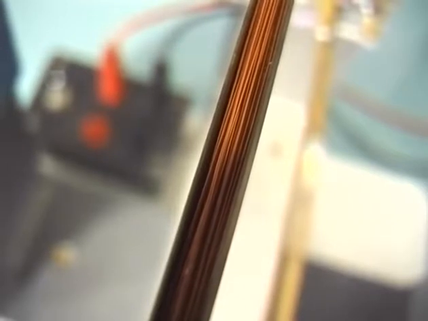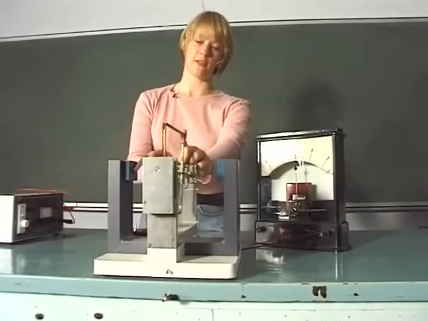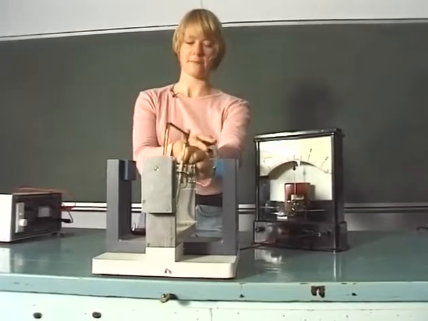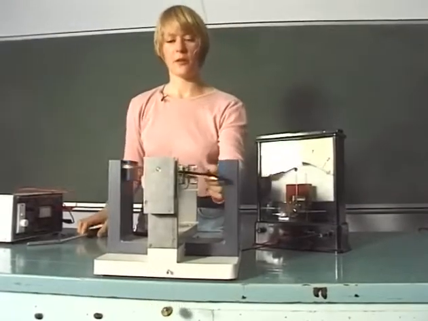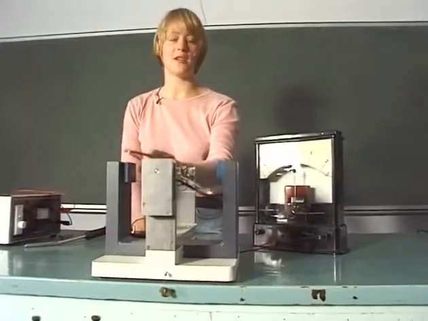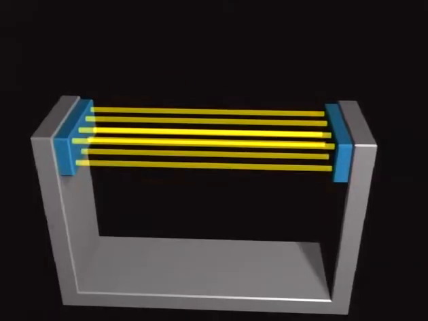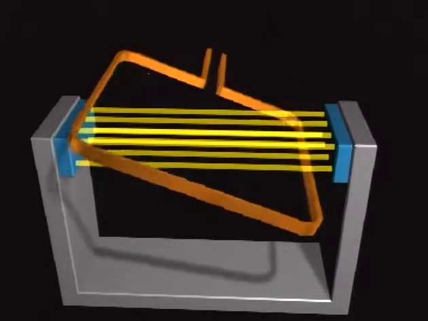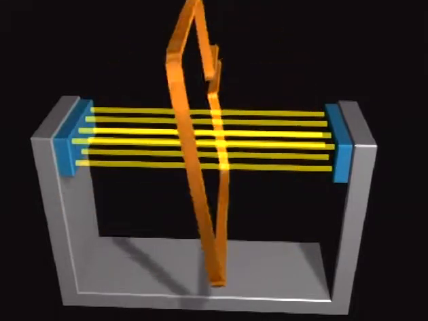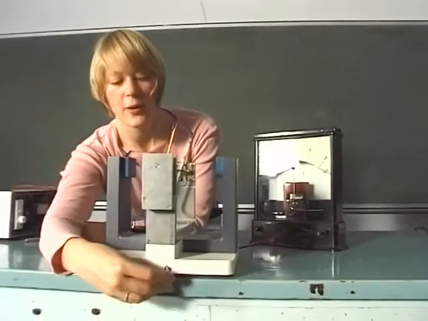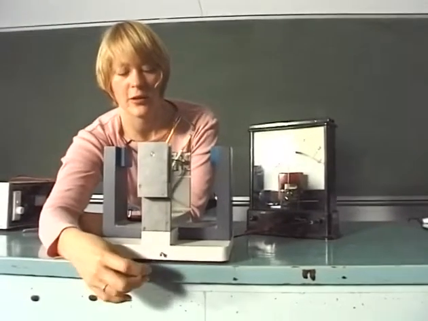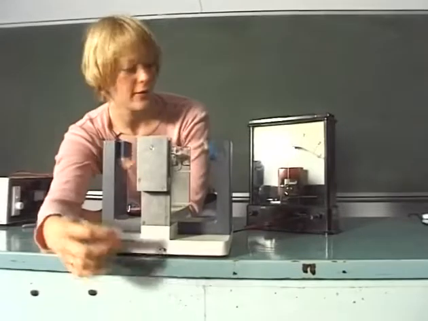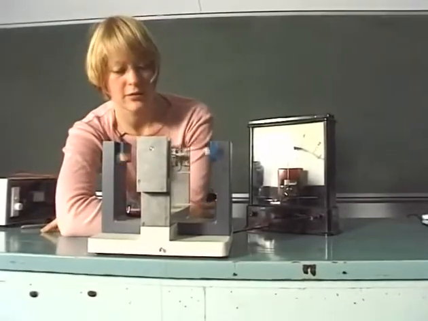In this device we've got a coil of wire that will rotate and cut the magnetic field of this magnet. As it rotates, it will cut through the magnetic field lines and change the magnetic flux. So we can use this weight to convert the mechanical energy of this falling weight into electrical energy.